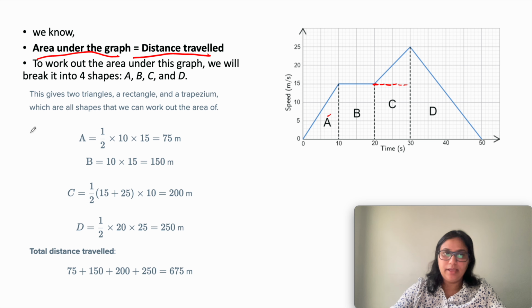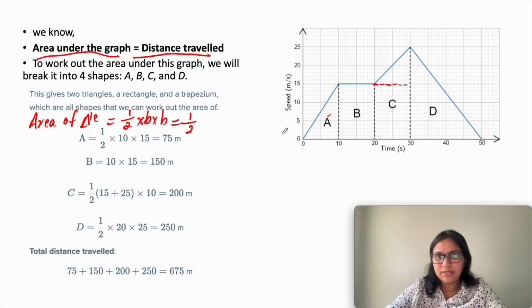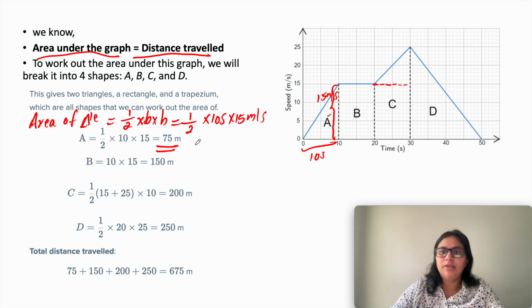So calculating the area of a triangle, we know the formula: half into base into height. So half times, what is the base here for section A? It is 10 seconds and the height is here, 15 meter per second. So 10 seconds multiplied by 15 meter per second. Seconds will get cancelled. 10 into 15, 150. 150 divided by 2, what do you get? 75 meter. So that is the section A distance traveled, the distance traveled from 0 to 10 seconds.